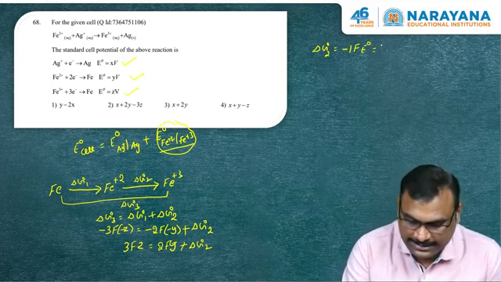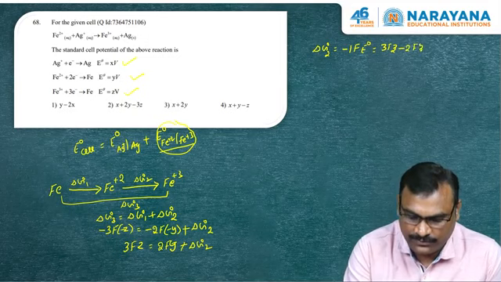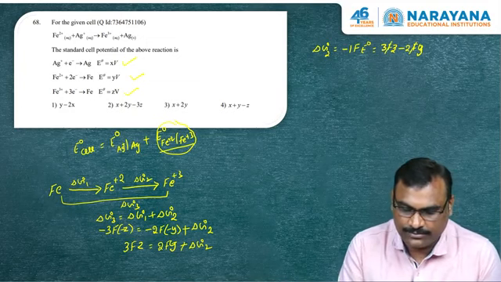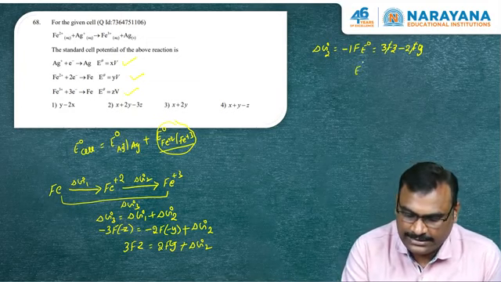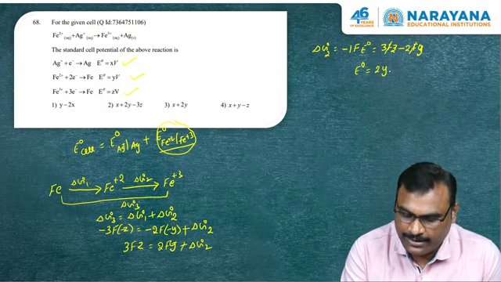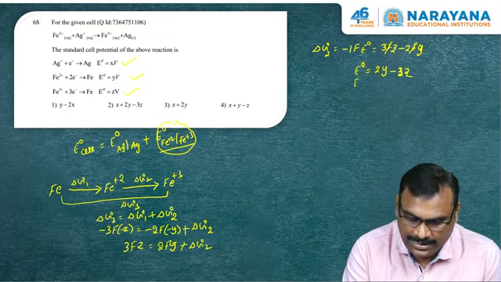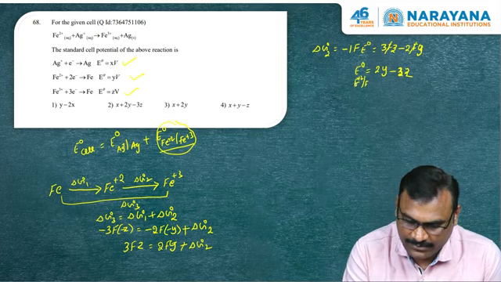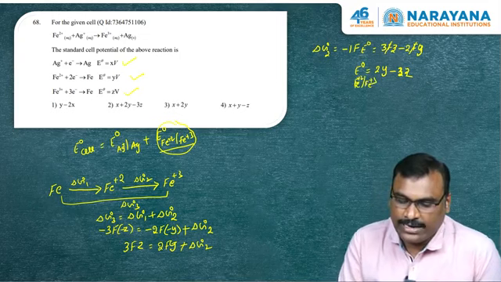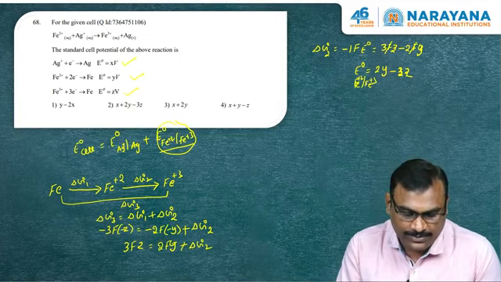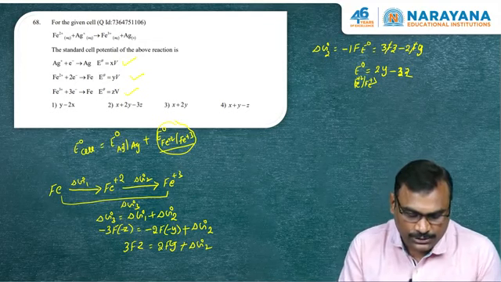Delta G naught, that is 3FZ minus 2FY. That is, F gets cancelled, that is E naught is equal to 2Y minus 3Z for Fe plus 2 to Fe plus 3. So, I got finally 2Y minus 3Z as Fe plus 2 to Fe plus 3.